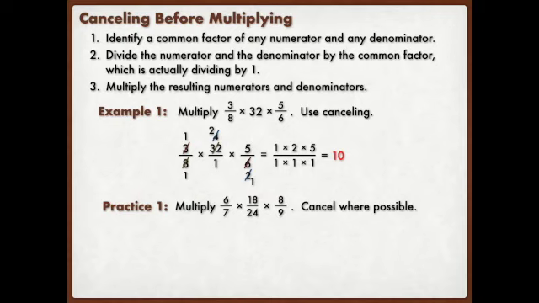Now, the key here is if I cancel the 6 and the 24, that's going to change the 24, because 6 times 4 is 24. That would change the 24 to a 4 and the 6 to a 1. Okay, because 6 into 6 is 1 and 6 into 24 is 4.